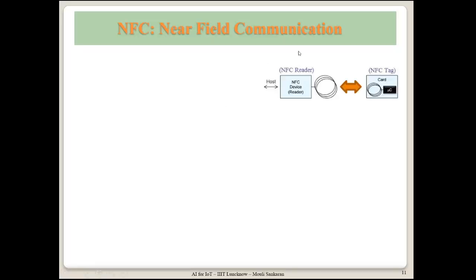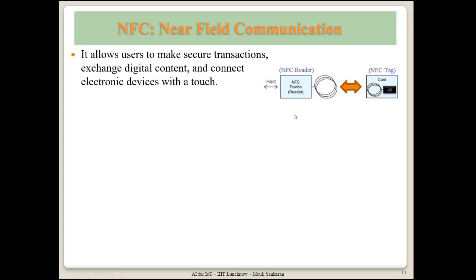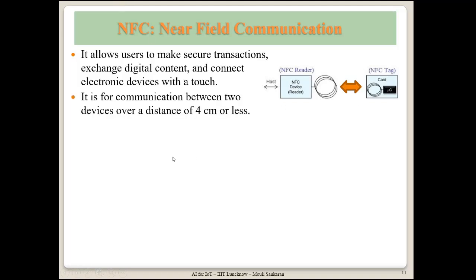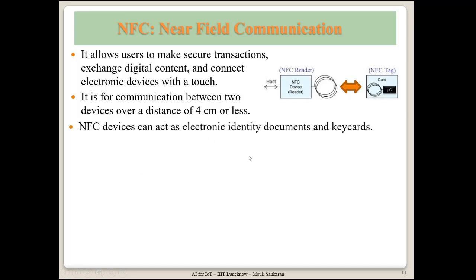NFC is nothing but communicating between a reader and a tag. A tag has a small antenna, and the reader has a transmitter. NFC allows the user to make a secure transaction without touch. It is for communicating over a distance of 4 centimeters. It is used for identity: the NFC tag informs back whatever information is stored here.